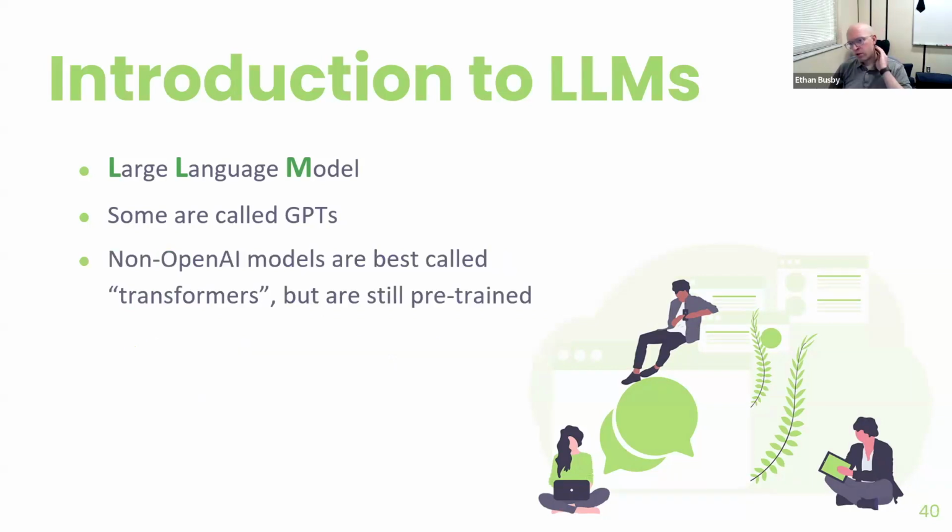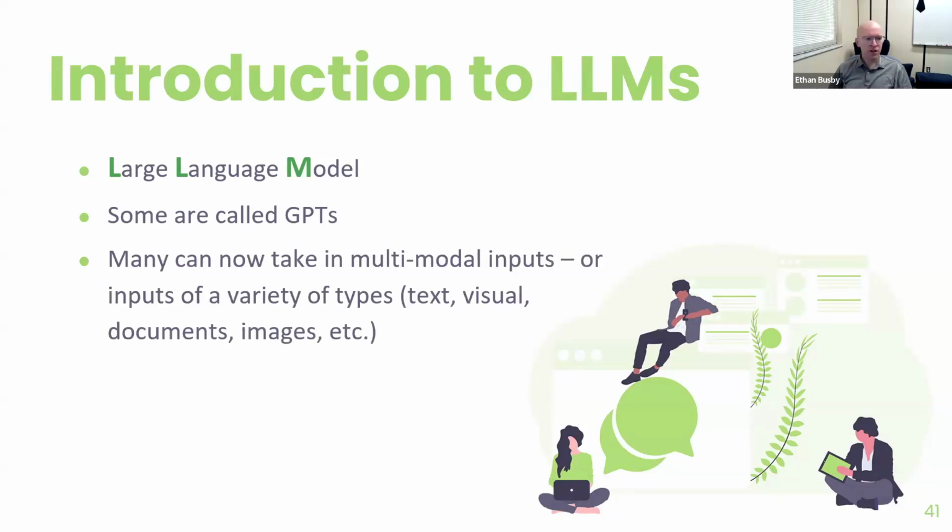The non-OpenAI models, so again, the GPT models are the OpenAI names. So GPT 4.0, GPT 3.5, although recently OpenAI has moved to some other naming conventions, and we'll talk some more about those. Non-OpenAI models are best called transformers rather than GPTs, but they're still pre-trained. They have similar structure and similar functions.